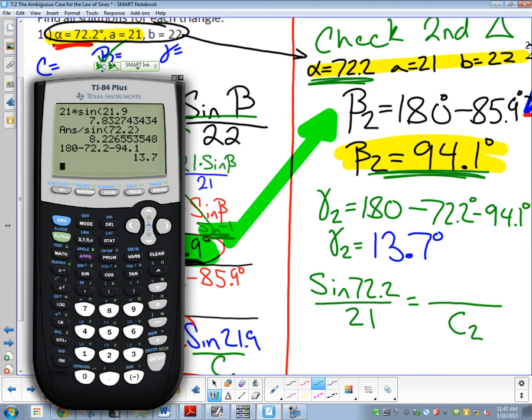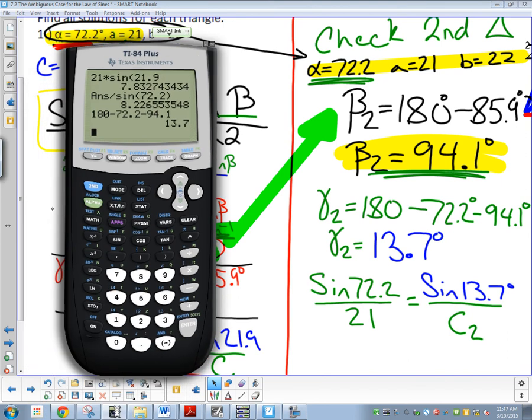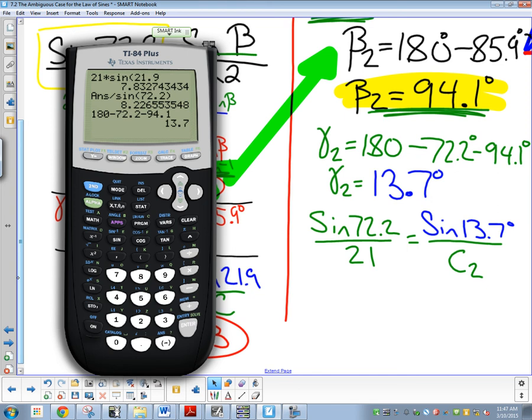C2. I'm finding the second option for C. So what number is going to go on top? Sine of 13.7. It's a long problem. No one in here is going to tell you otherwise. It takes a while. The better you get at it, the faster it's going to go. But I need to solve this triangle now. Okay, so I've got this proportion over here.